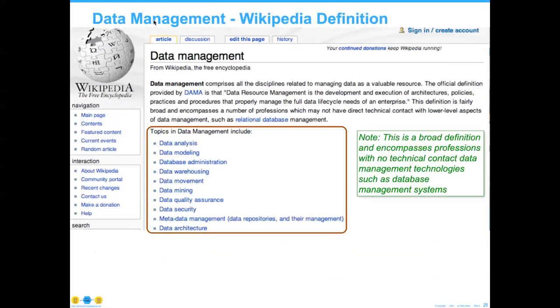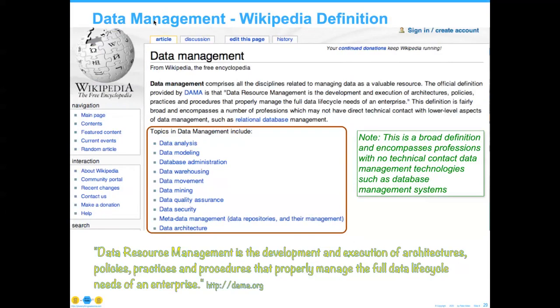Even our own DMBOK in DAMA calls it the development and execution of architectures, policies, and practices that properly manage the full data lifecycle needs of an enterprise. And again, wonderful. I think we all aspire to this. And I'd say about 10% of organizations really do make progress towards that on an enterprise-wide basis. So what's left over then?